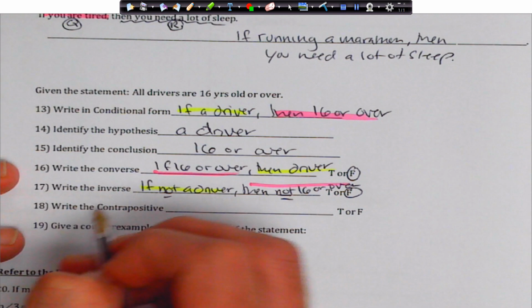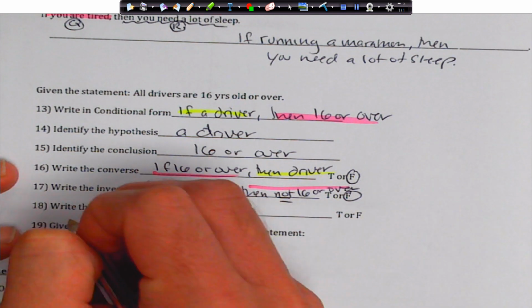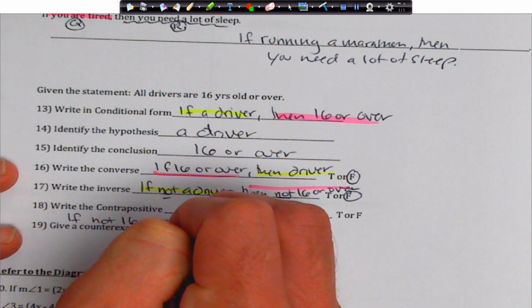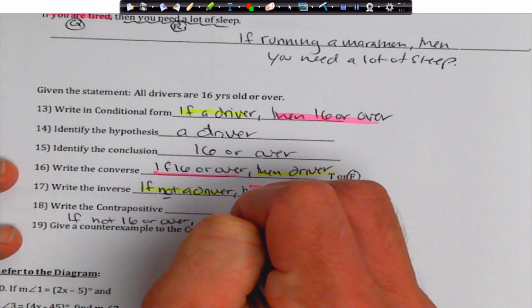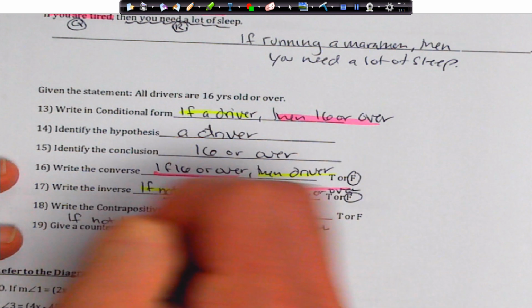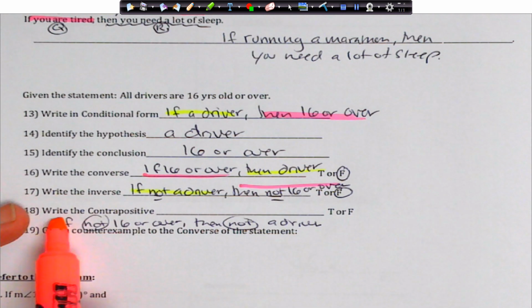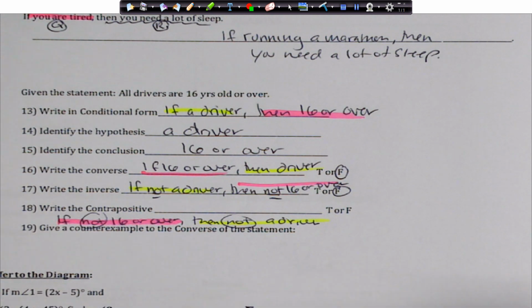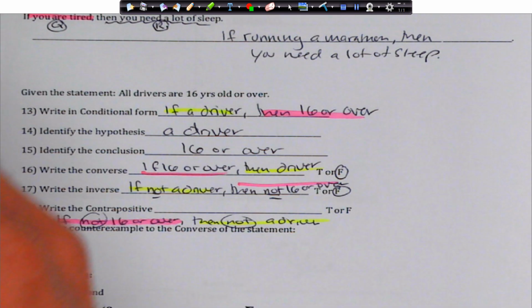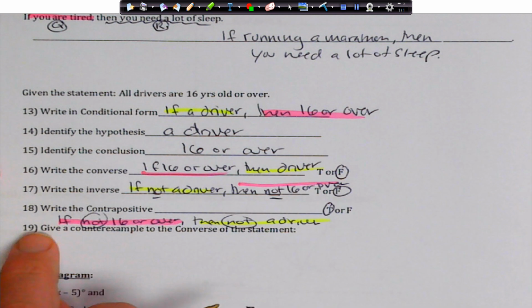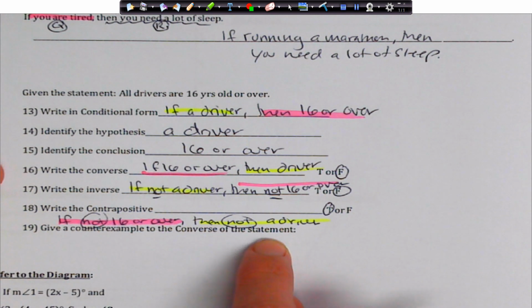Then contrapositive, you're going to flip and say not. So if not 16 or over, then not a driver. So again, keyword not, and we have the orange, pink in front now and the yellow in the back. So if you're not over 16, then you're not a driver. That's actually true because you have to be 16 or over to be a driver.